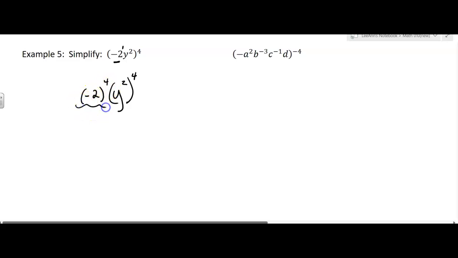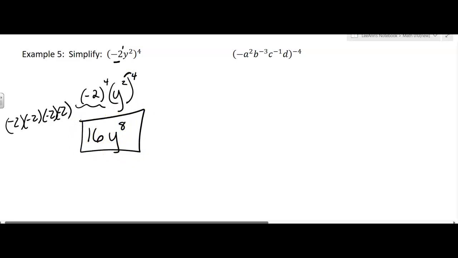Now, this you have to think about. What's -2 times -2 times -2 times -2? Or do it on a calculator. But it's going to be a positive 16. And then this part, power to a power, you're going to multiply them: y to the 8th. Now you could write it out like I did in the above example too, but this is probably an okay way to do it.